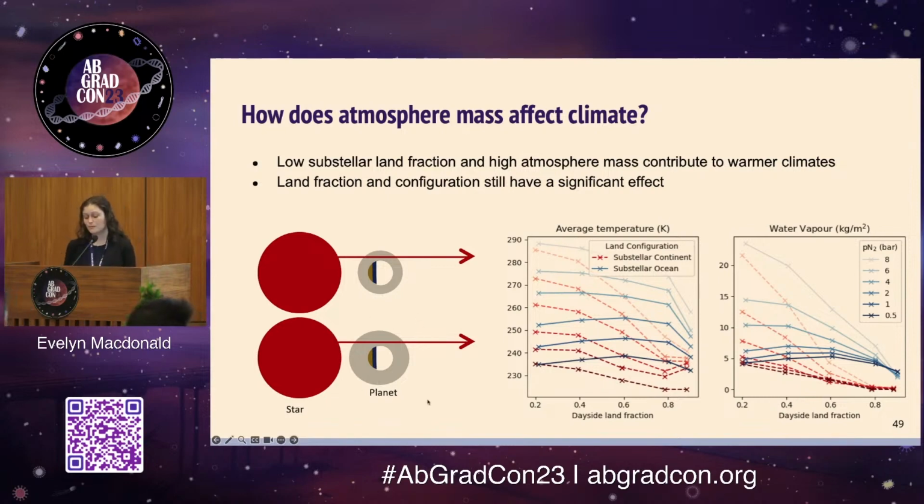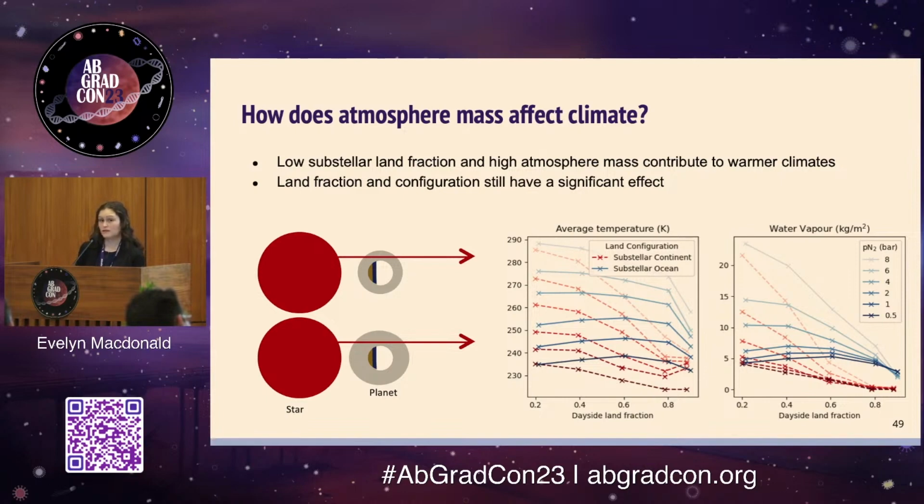These are the same curves that were on the previous slide, but this time for a range of pressures, so increasing the amount of N2 in the atmosphere. And again, you get the same land fraction and land configuration dependence, but in addition to that, the curves are shifted up or down depending on the pressure. So they overlap. It's very confusing. There are clearly some climate effects here that need to be paid attention to.